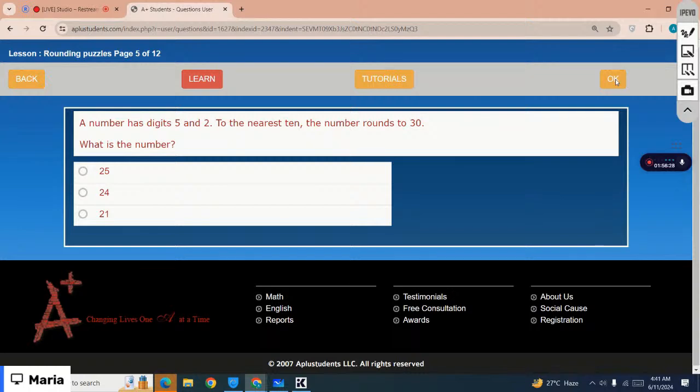A number has digits 5 and 2. To the nearest 10, the number rounds to 30. So, which is the correct option? The correct option is 25. Option number 1 is the correct option.